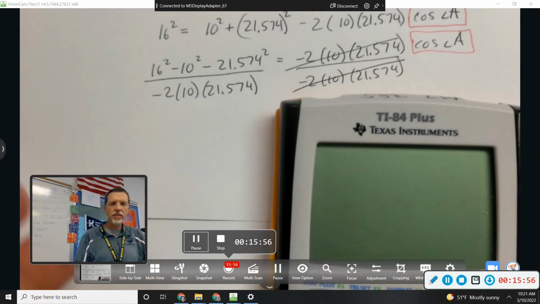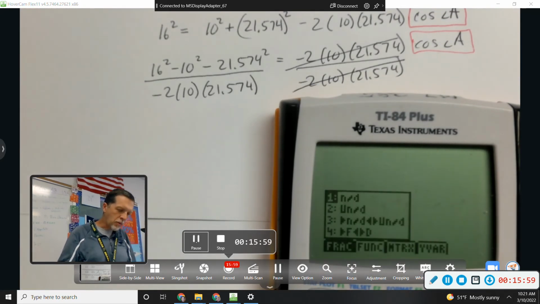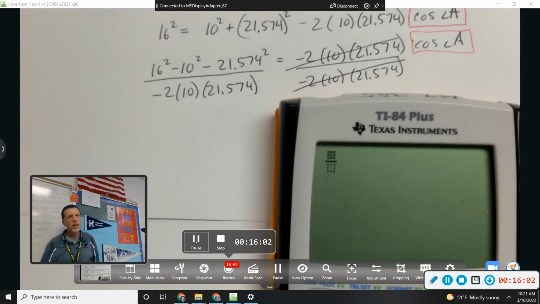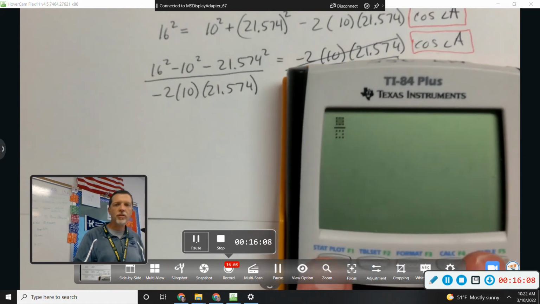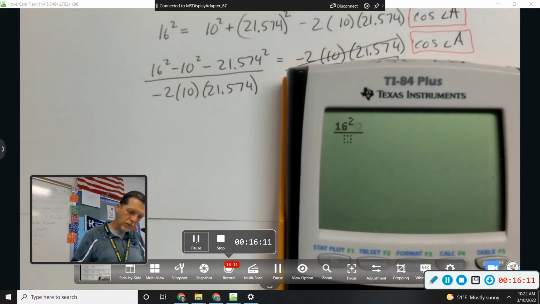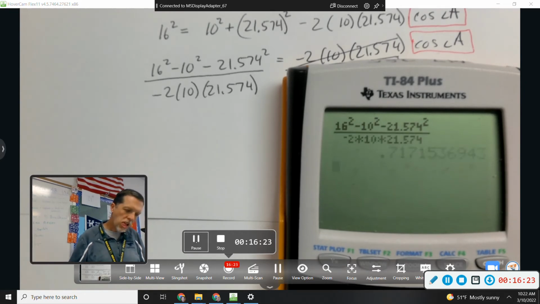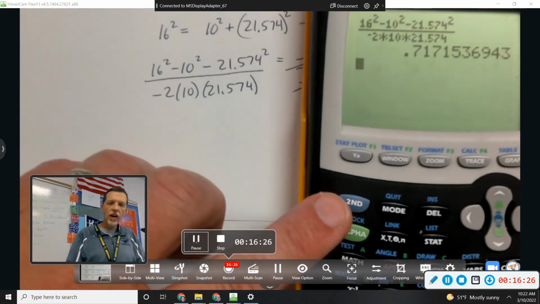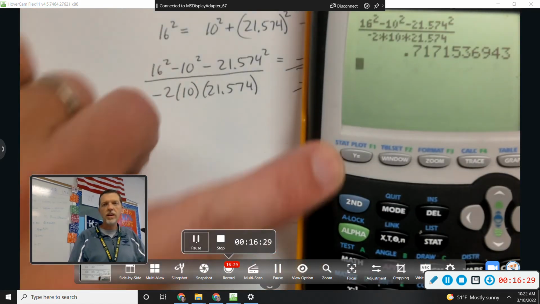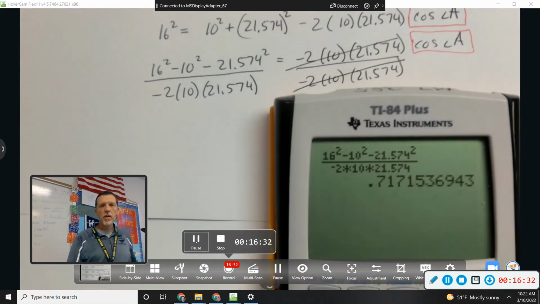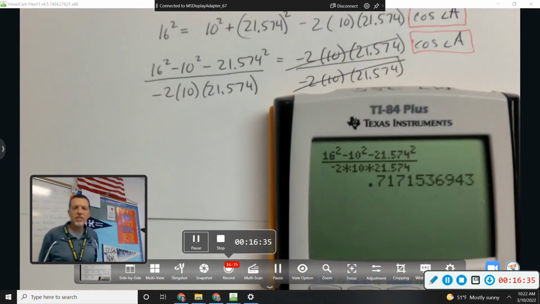And you either have lots of parentheses to deal with, or it might be wise to do that fraction bar thing for this one, since there's squareds and all sorts of stuff going on. That's alpha F1 if you want the fraction bar. It saves you some parentheses. So the fraction bar is alpha and then F1. Okay, so the cosine of A is 0.71715. That's the appropriate face.